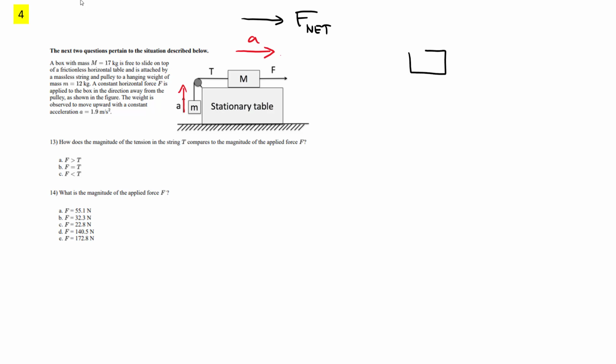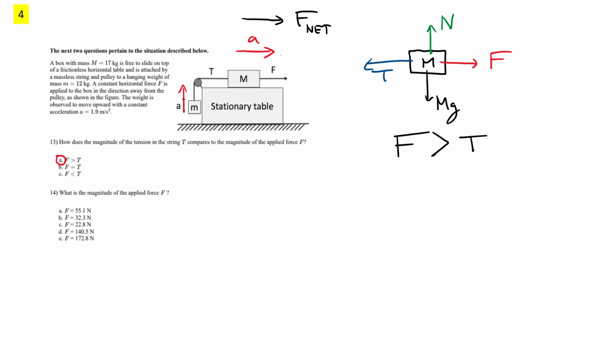Here's what the free body diagram looks like for that mass big M. There's a weight acting down. There's a normal force acting perpendicular to the table. What else? It's frictionless, so we don't have to worry about friction, but we know we apply a force F like this. And I also know that there is a tension. There's a string connected to it like this. And if we're accelerating to the right, the only way that this could happen is if the force F is bigger than the tension right here. So just making that argument, I think choice A is the best choice right here.